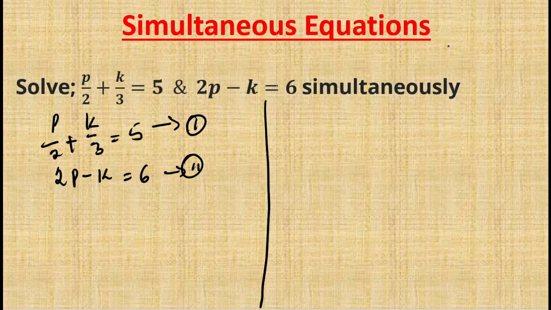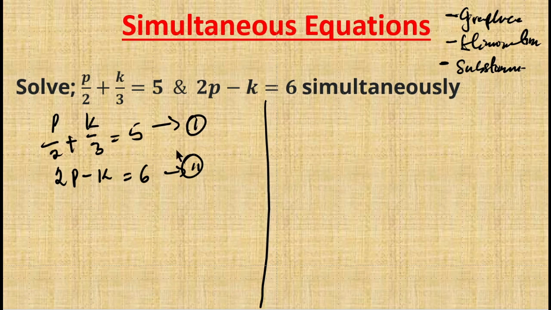There are three ways you can solve any simultaneous equation. You can use the graphical method, the elimination method, or the substitution method. For this question, I'll first try to simplify equation 1 before I decide on the method that is best and easiest for me to use.